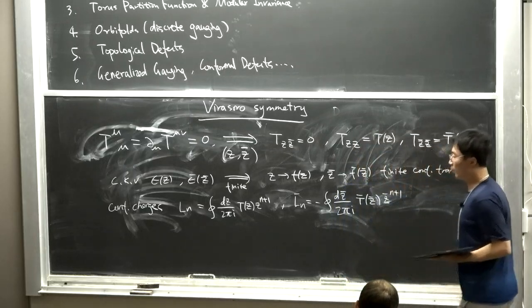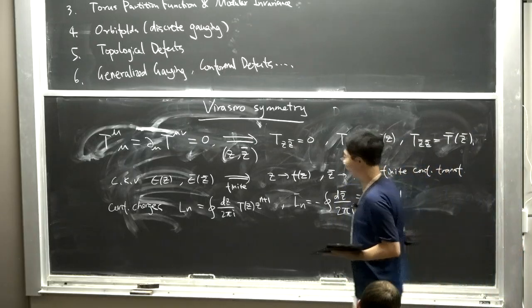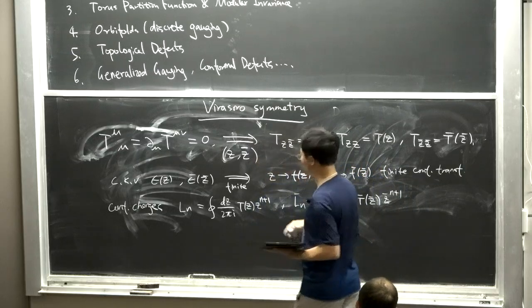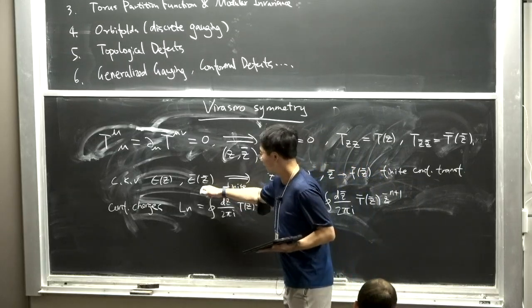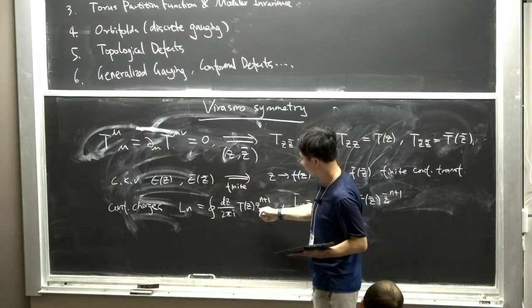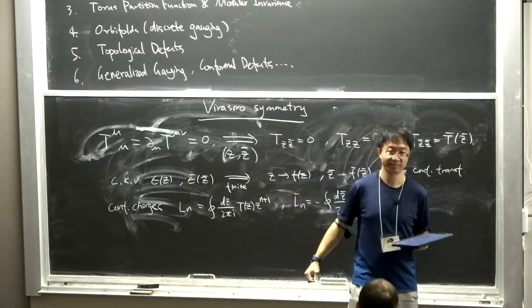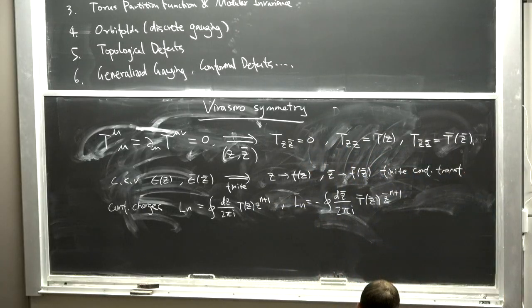Which you can think about as the usual Noether charges associated with the current, where you take epsilon to be generated by a basis that corresponds to monomials in z. Okay, remember that. I think I just erased that.